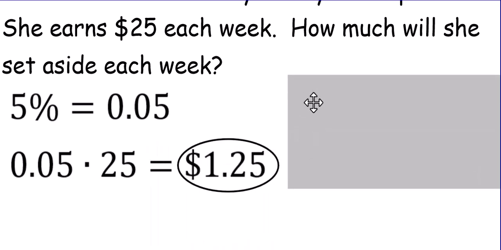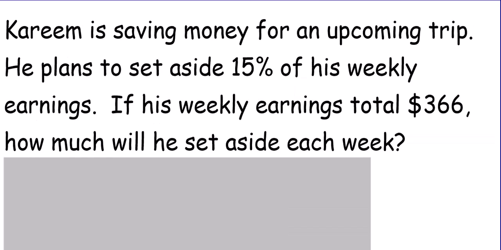So it's going to take Taylor quite a while to get that money to buy that cell phone, but each week she's saving $1.25. Our second example, Kareem is saving money for an upcoming trip. He plans to set aside 15% of his weekly earnings. If his weekly earnings total $366, how much will he set aside each week?